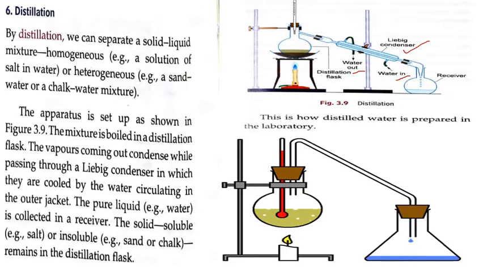The pure liquid, for example water, is collected in a receiver. Whatever liquid that we are having, we take an example of water over here. So we get water over here in the receiver. The solid, soluble like salt or insoluble, remains in the distillation flask. Whatever solid is mixed, it will remain over here in the distillation flask.